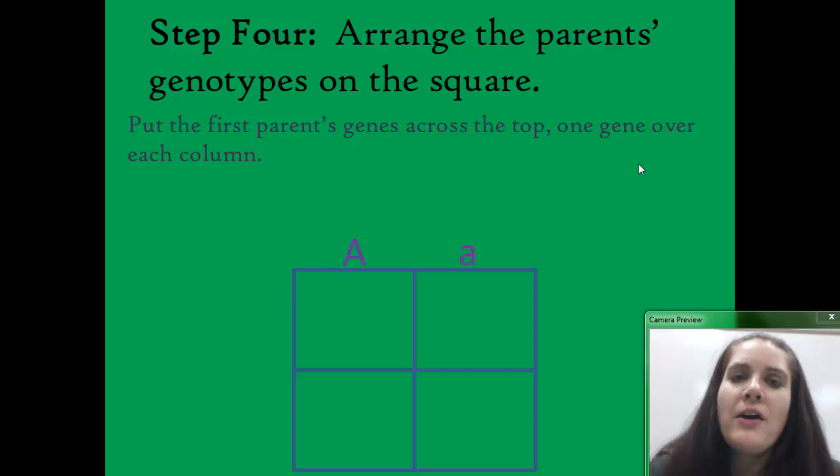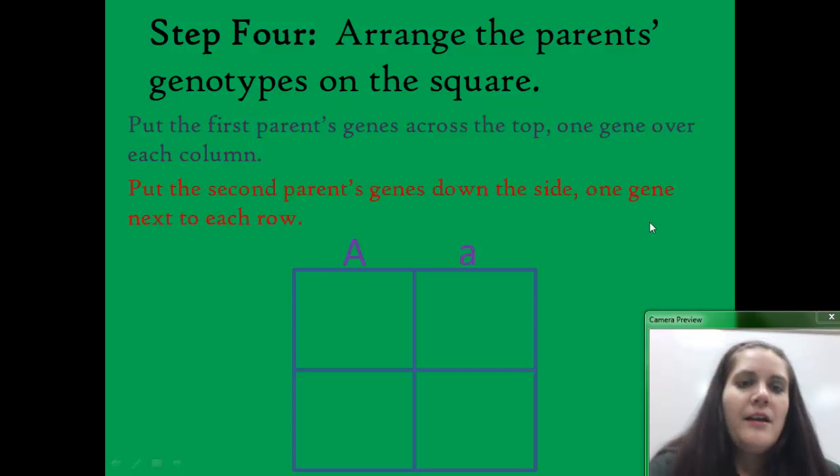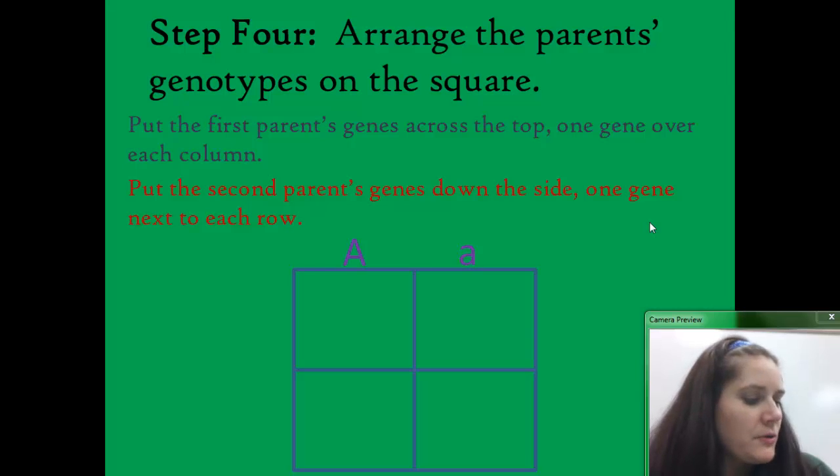But remember that the parent can only send one of those alleles. They cannot send both of them. So only one of those alleles can go on top of a box. So we've got the big A here, and we have the little a here. Then the second parent's genes are going to go down the side, one gene next to each row. So I'm going to write down second parent down the side.